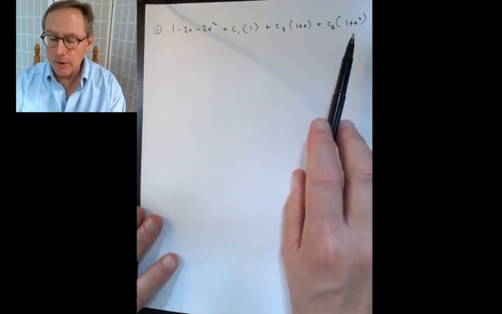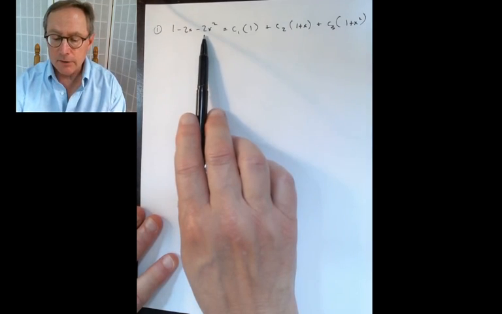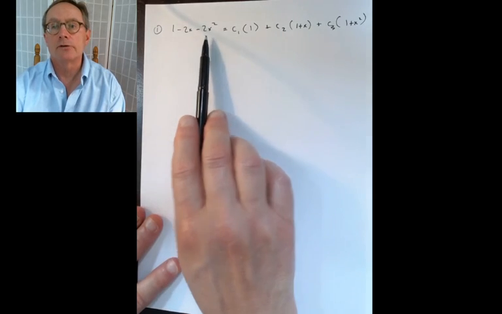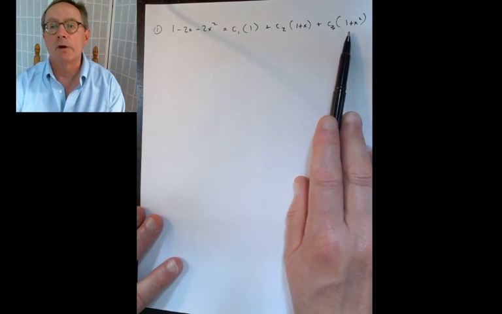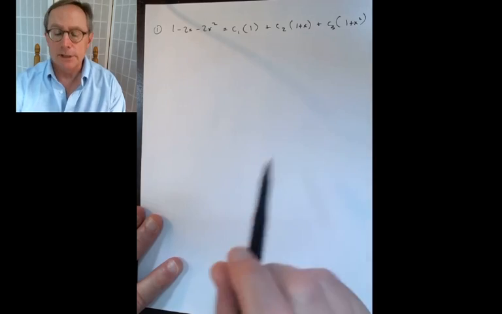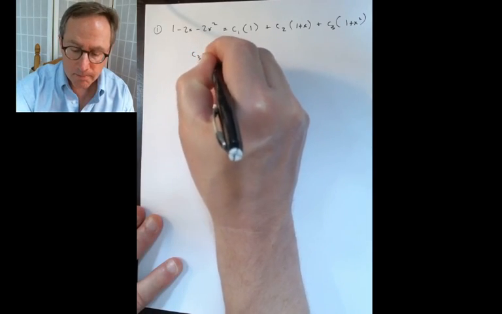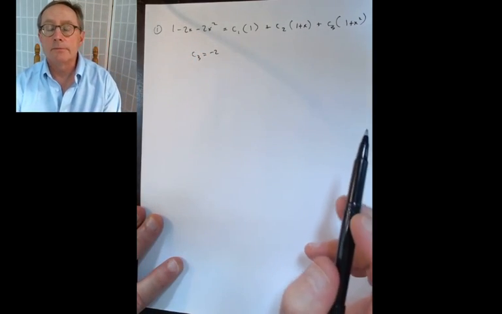And in this case here, you see that on the left-hand side, there's only one term involving x squared. On the right-hand side, there's only one term involving x squared. So from that, I conclude that c3 is minus 2. Nobody made it a crime to be smart. Not yet, anyway.